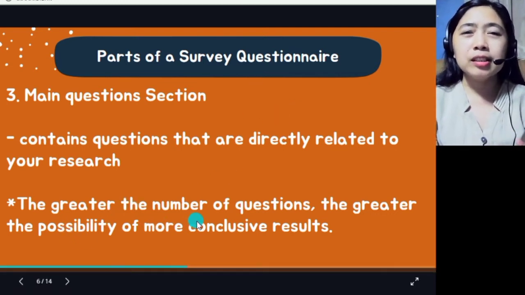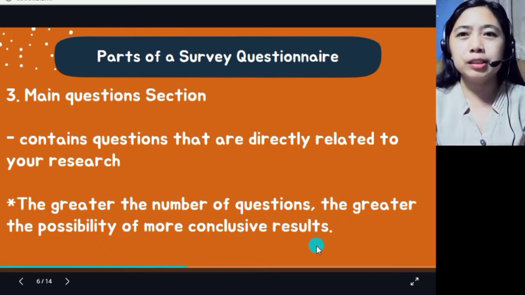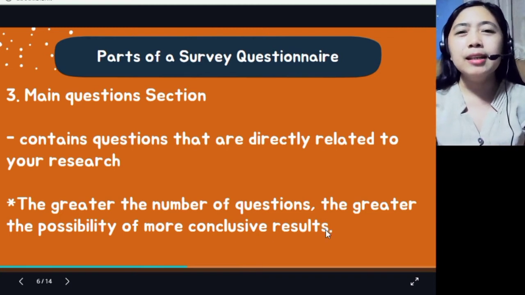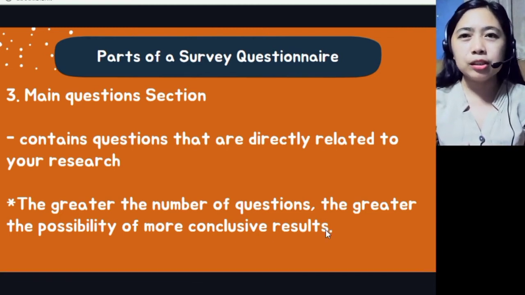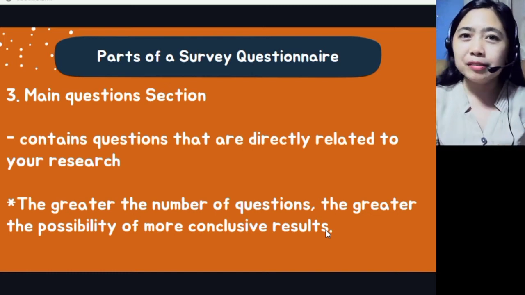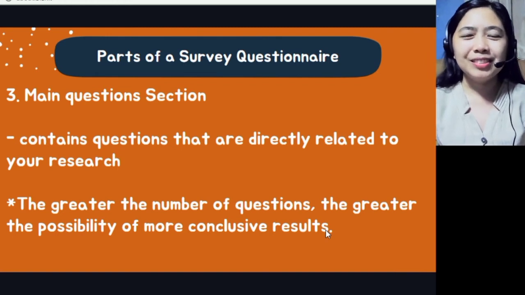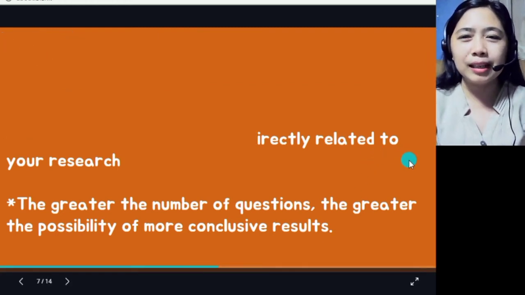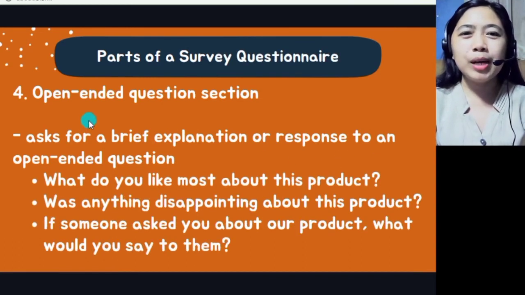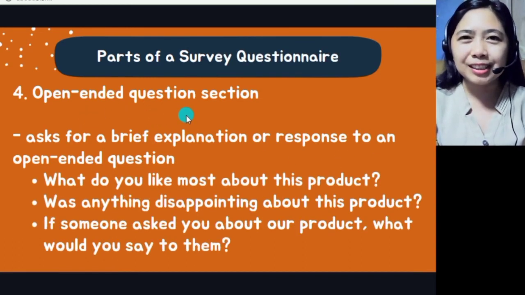Okay, the greater the number of questions, the greater the possibility of more conclusive results. Okay, so naasa kay mga follow-up questions. And then, again, always make sure that your follow-up questions are still relevant to your study. Okay, mo lagi na siya imong kailangan i-remind sa imong self. And we do have the open-ended question section.